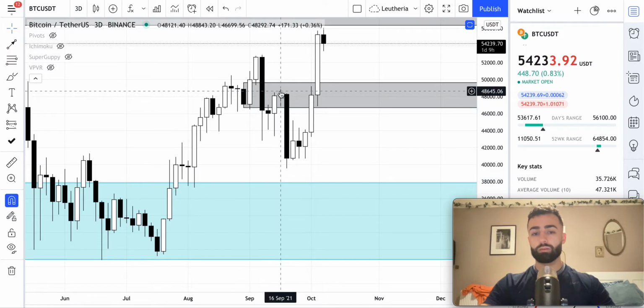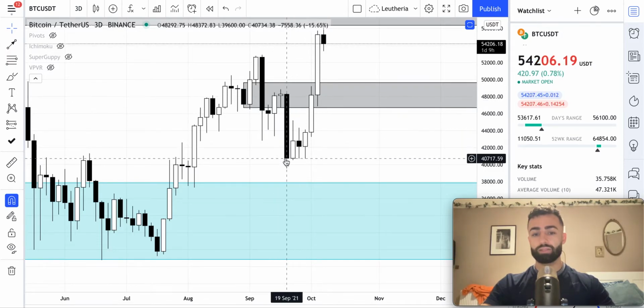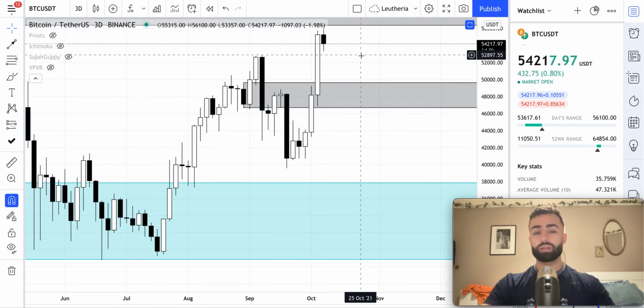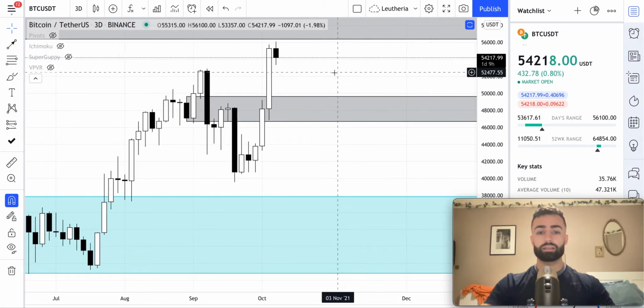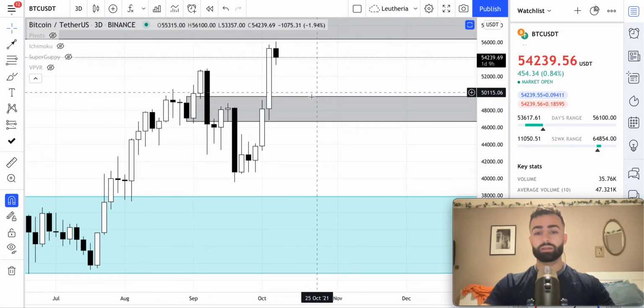That's what we see here. We reject off, we get this big massive down candle, and then we go right through this on the second test. So now if we come back and return to this level, this is a potential buying opportunity in my opinion.